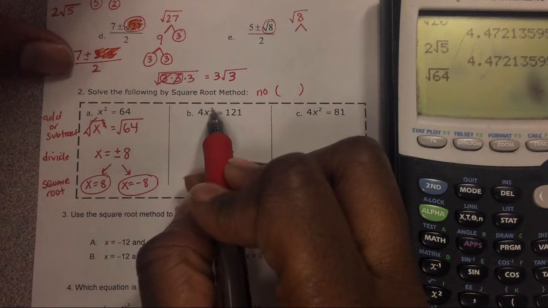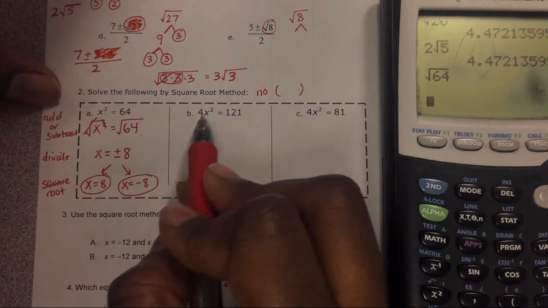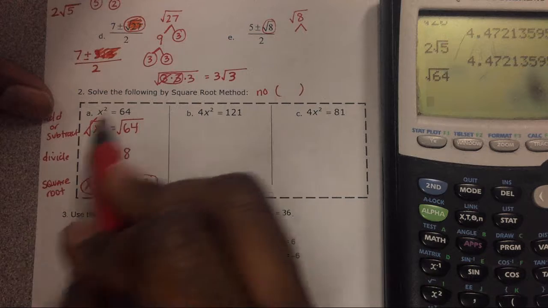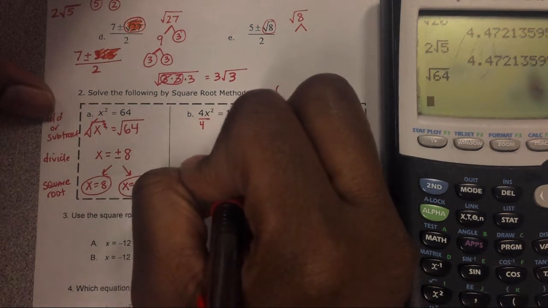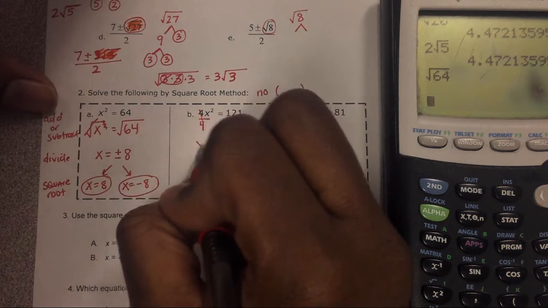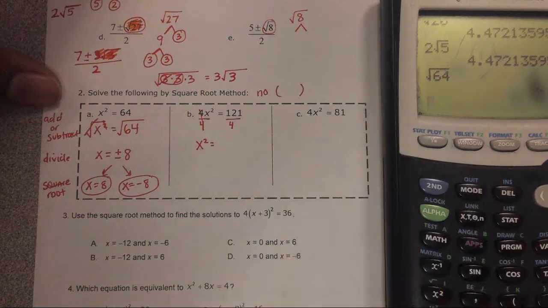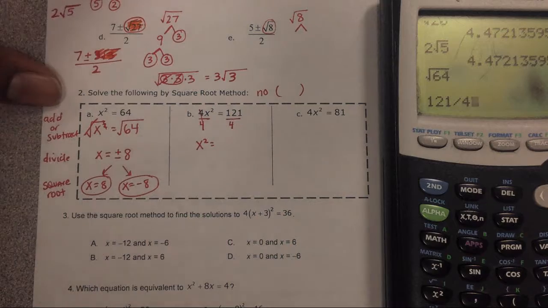Right here with this one, there's nothing that you need to add or subtract, so skip that step. However, there is a coefficient of 4. You need to divide both sides by 4. That becomes an invisible 1. Now I'm going to calculate 121 divided by 4.